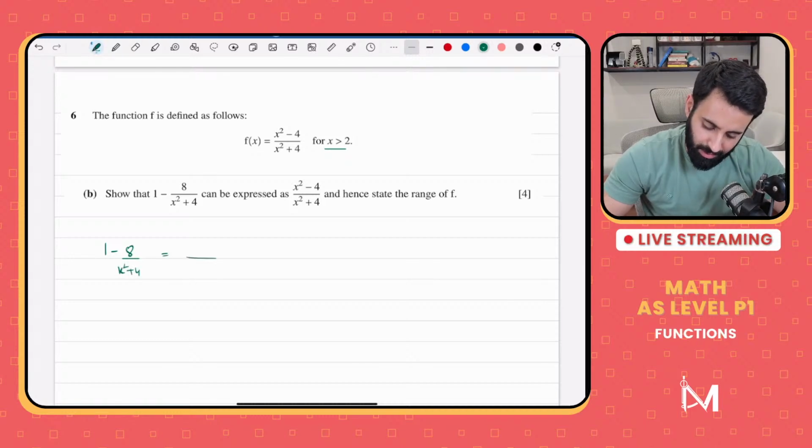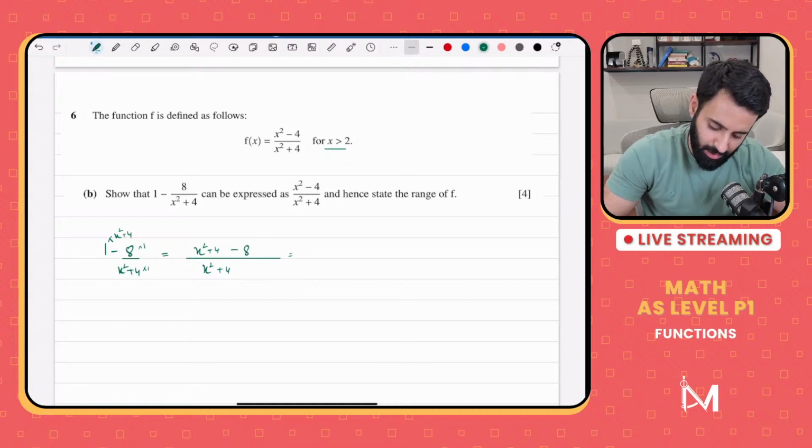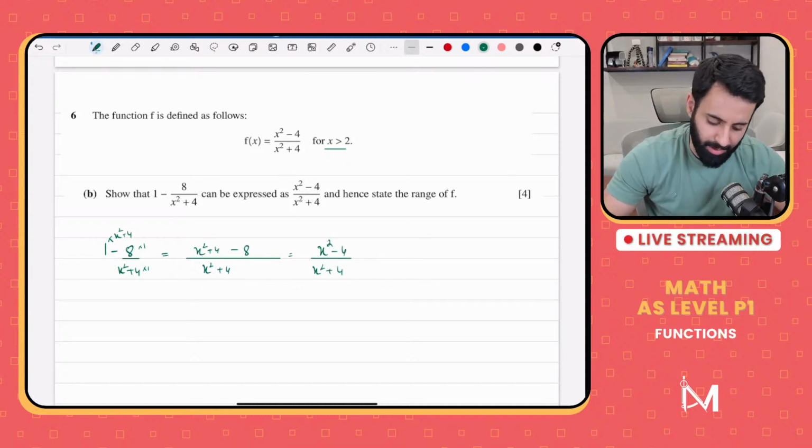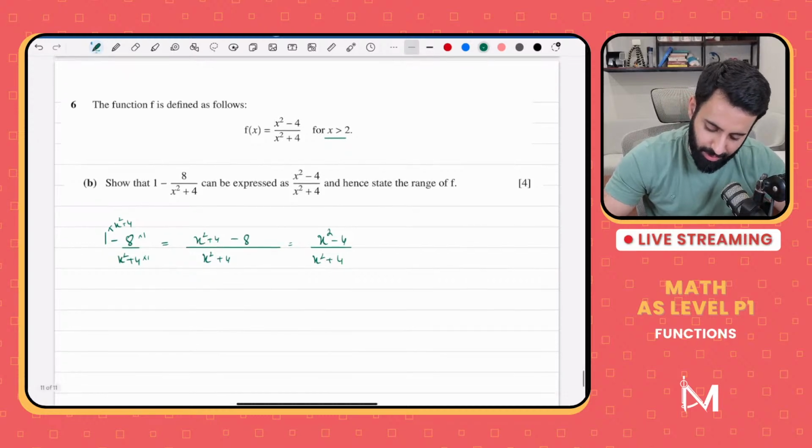So we start by taking the LCM, which is going to be x squared plus 4. We multiply this by x squared plus 4. So we have x squared plus 4. We multiply this by 1. We multiply 8 by 1. So we have x squared minus 4 over x squared plus 4. Okay, and that's it. You probably get 1 mark for this. The remaining 3 marks are to find out the range.